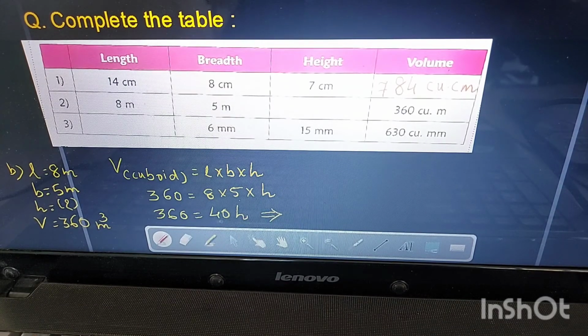Now this is your multiplicative term, that is 40 multiplied by h. When you bring it to the other side, multiplication terms goes to the denominator. So here 40 goes to the denominator and 360 is the numerator. Right? So this 0 will go away. 36 divided by 4, that is 4 9s are 36. So this becomes your 9 meter. Right?